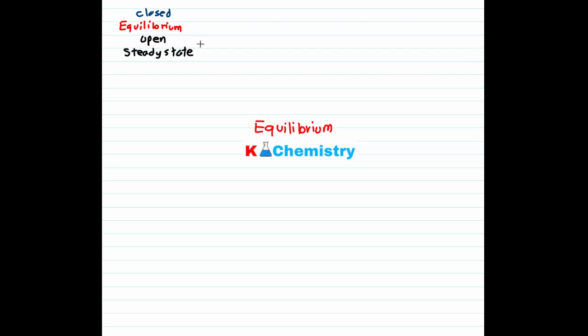Like if you have a bottle of soda and the bottle is opened and the gas is going out and some carbon dioxide is condensing, and the bottle is open, then it is a steady state. If it is closed, then the condensation is opposite to evaporation, there are two processes, but this is closed, so it will be called equilibrium.